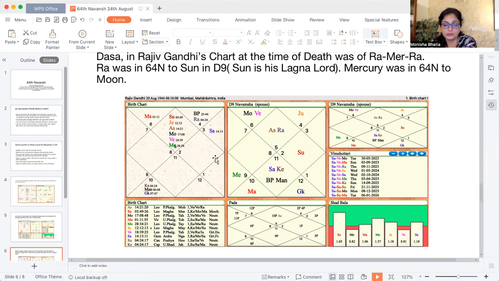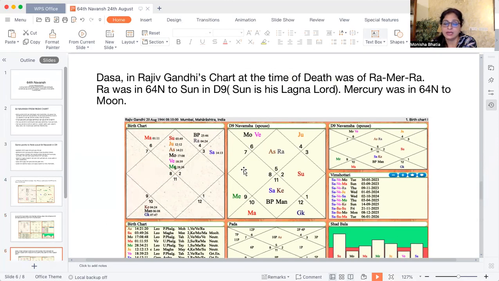So in the same example, when he died, he was running the Dasha of Rahu, Mercury, and Rahu. The Mahadasha Nath was Rahu, and Rahu was in the 64th Navamsha to Sun in the D9 chart. So look at the D9 chart. This is here. Sun. Sun is the ascendant lord here. So friends, Sun becomes a very critical point here. From the Sun, the 64th Navamsha was of Rahu. And Rahu was sitting in the 64th Navamsha, and it was the Mahadasha lord. So it became a critical planet in its Dasha.